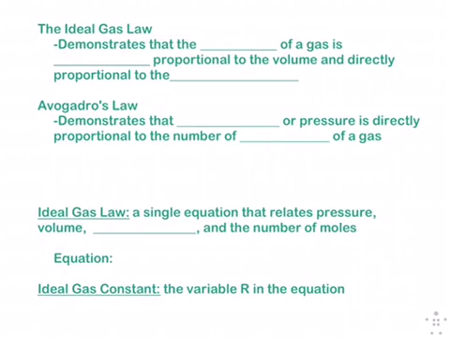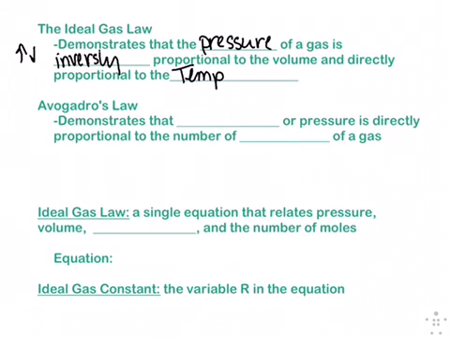All right. So the ideal gas law demonstrates that the pressure of a gas is inversely proportional to the volume and directly proportional to the temperature. So remember, inversely means if one goes up, the other goes down, and directly proportional would be if one goes up, the other also goes up, or if one goes down, the second variable also goes down.